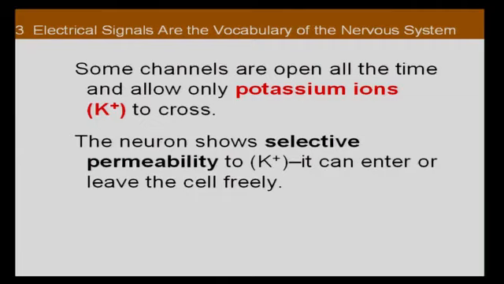Now, for the resting membrane potential, some of these ion channels are open all the time. These are the vanilla ion channels that I talked about, and many of them that are found on the neuron cell membrane allow only potassium ions, these potassium cations, the positive ions, to cross, okay? We say that the neuron cell membrane shows a selective permeability to potassium. It can enter or leave the cell freely. But what makes it enter or leave the cell? I mean, what are the forces that make it decide, oh, I'm going to go in right now, or I'm going to go back out?